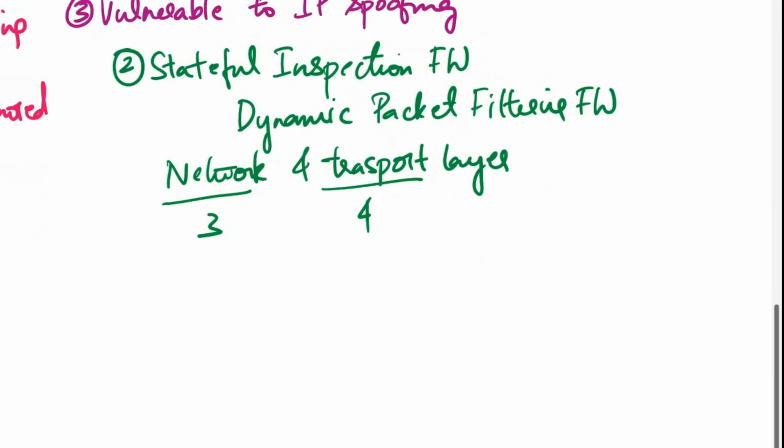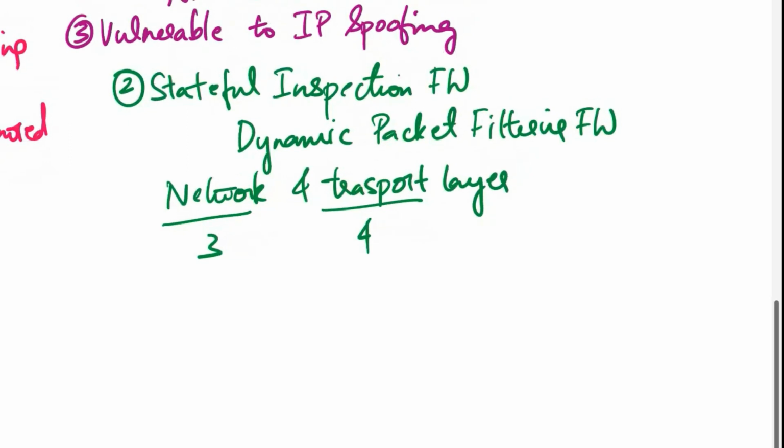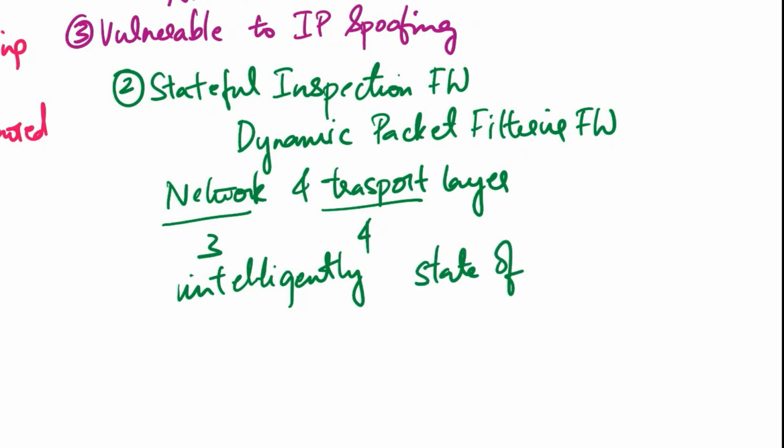So the primary purpose of stateful firewall is to enhance network security by intelligently monitoring and controlling incoming and outgoing network traffic while maintaining an understanding of the state of active network connections. This makes it significantly more sophisticated and effective than basic packet filtering firewalls. Let's look at the characteristics.